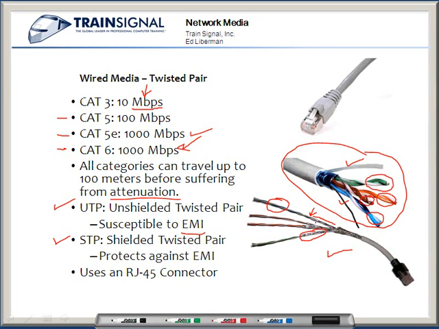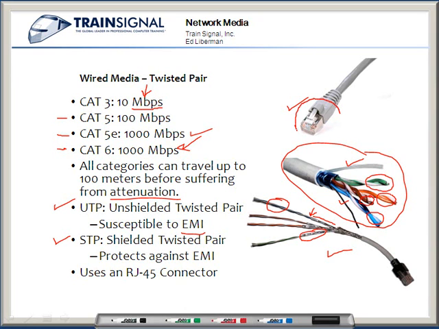Okay, so shielded twisted pair is used to protect against EMI. So if you have the need to run twisted pair cabling through an area that has a high level of EMI, you're going to want to use shielded twisted pair. And the last little tidbit you need to know about twisted pair cabling is that it uses an RJ45 connector. And that's actually the picture we have up top here. This is what a typical twisted pair cable will look like on the end.